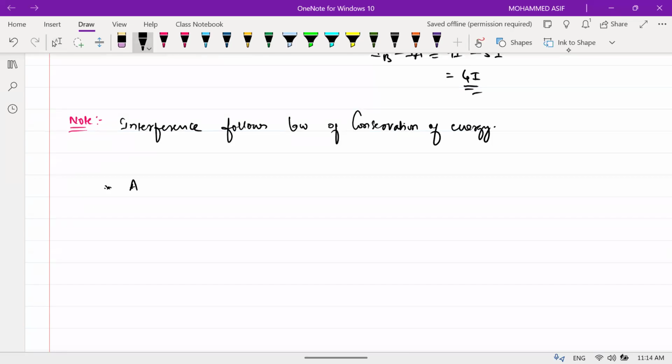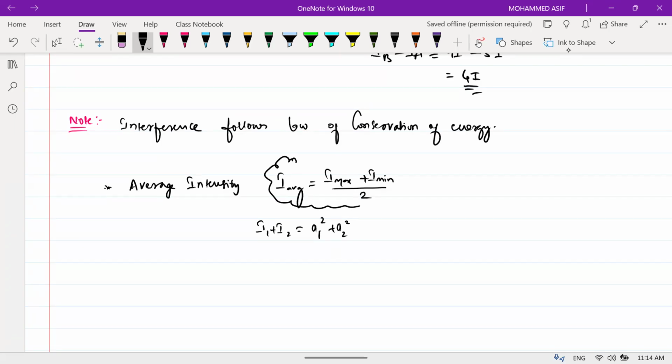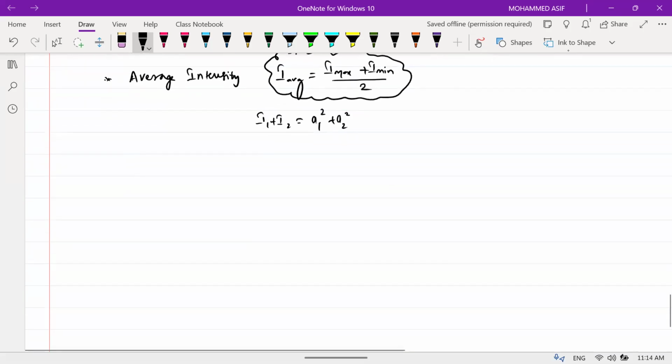In the same way, if I need to calculate average intensity, you can calculate it by the formula: I max plus I minima divided by 2. And I1 plus I2 will be equal to A1 square plus A2 square.